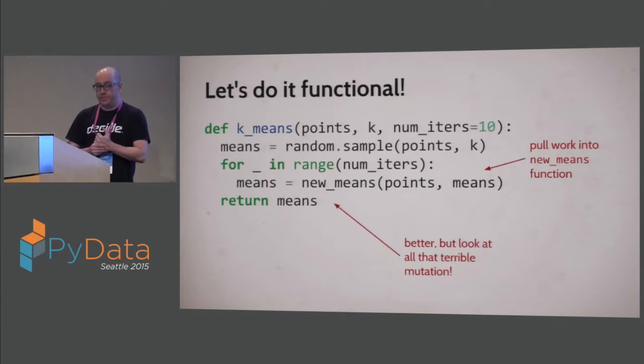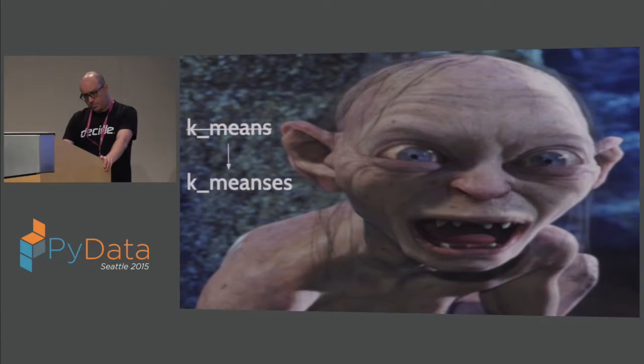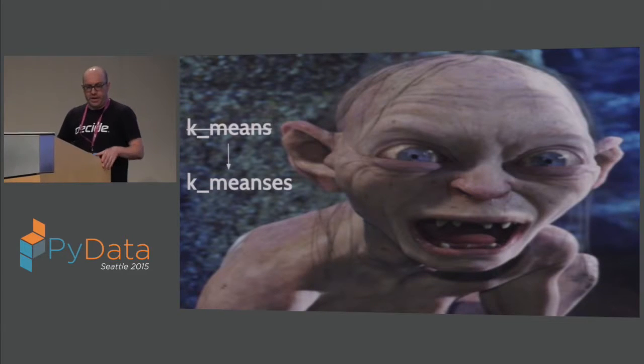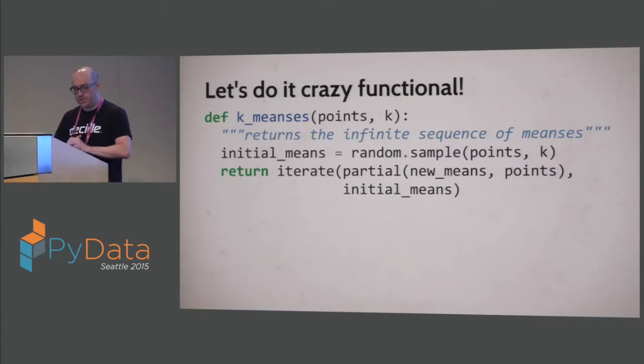So this is a functional feeling way of doing it. But again, we have this variable means that we keep reassigning to and keep reassigning to. As dogmatic functional programming zealots, we don't want to mutate like that. So instead of thinking about k-means, we can instead think about k-meanses, which was the best name I could think of. But basically, as we go through this process, we generate a set of means, and then each iteration we generate another set of means, and then the next iteration we generate another set of means. And so I think of all these sets of means as meanses. And so instead of writing a function to generate means, we can write a function to generate meanses. Okay? So this is kind of a more crazy functional approach.